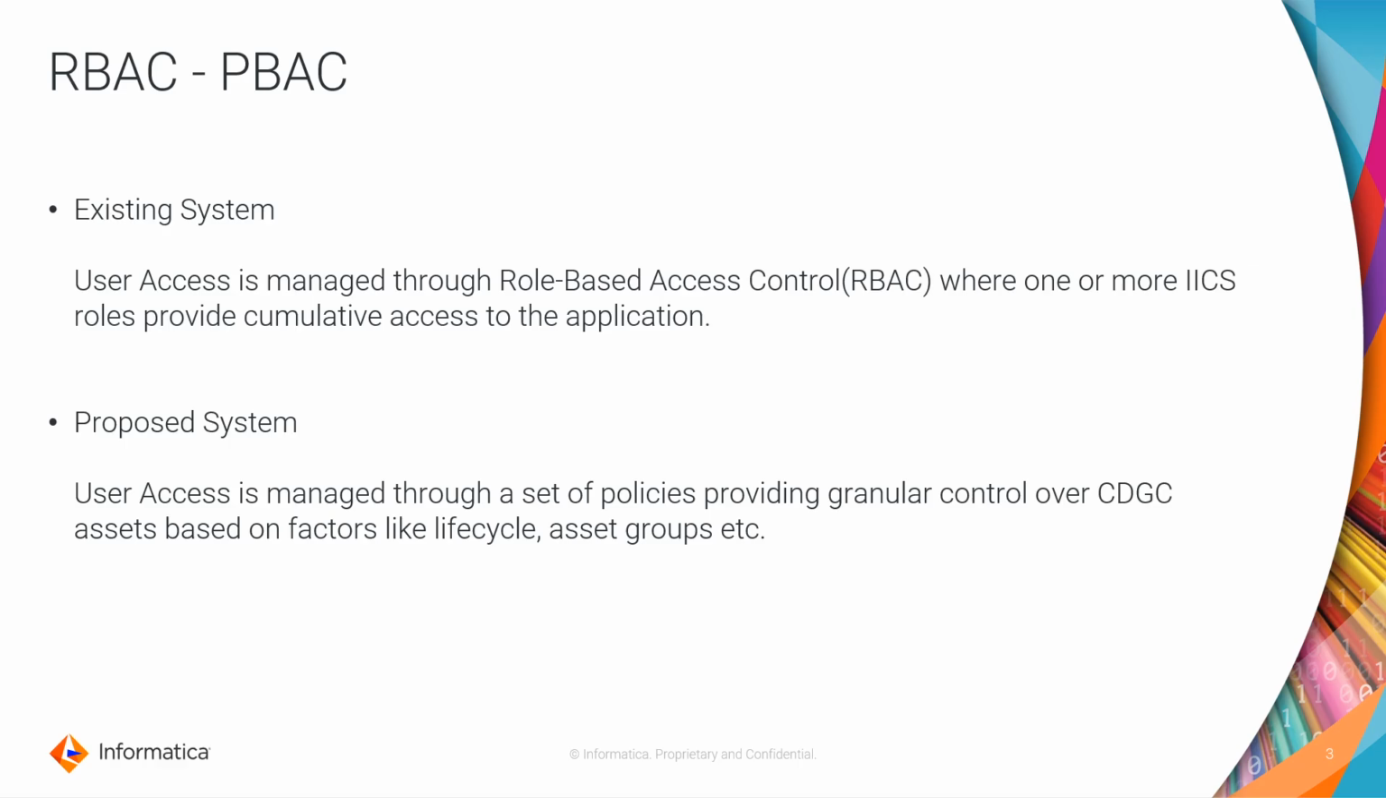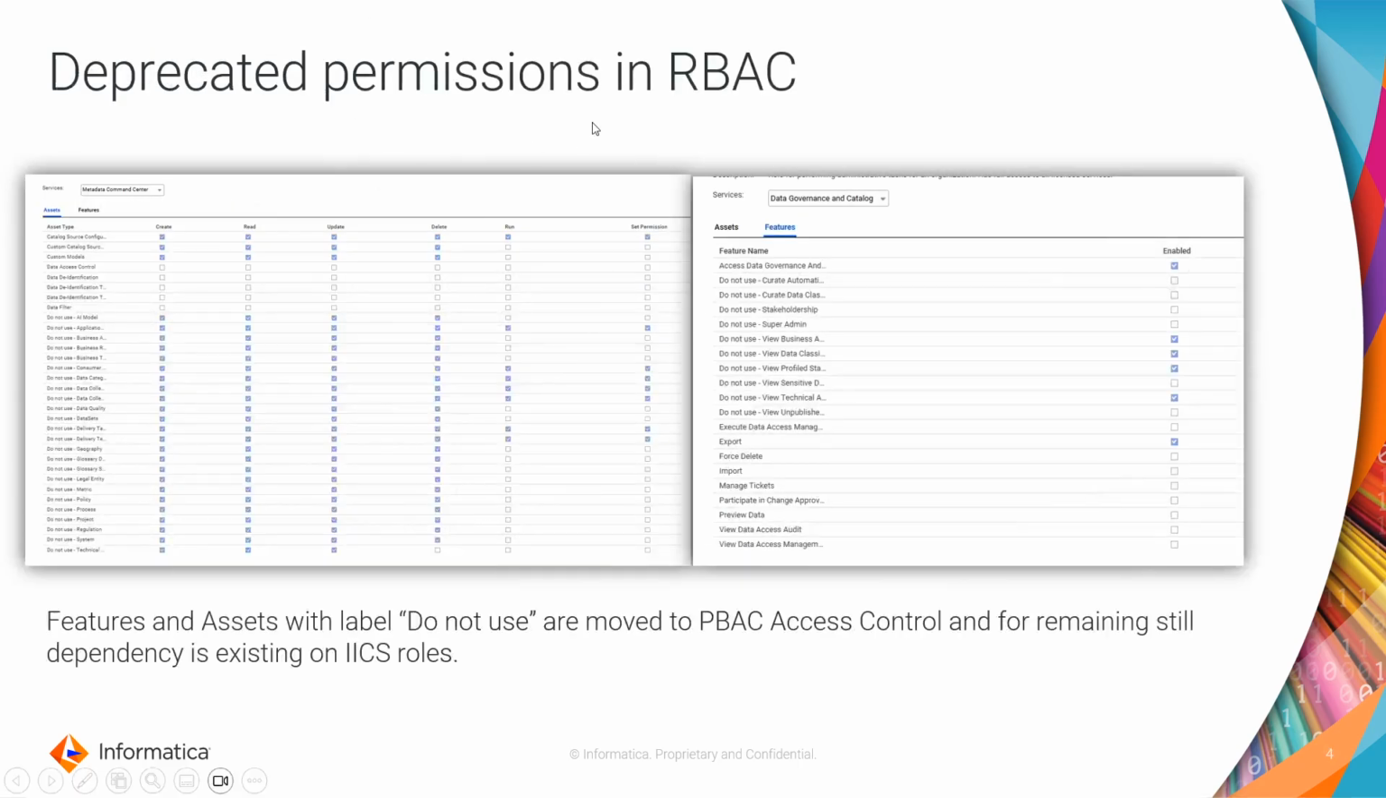For example, in an org, we have both draft and published business terms. Previously, there was no option to restrict access to only the published business terms. With the PBAC feature, we are able to create a policy for a role to view only the published business terms.